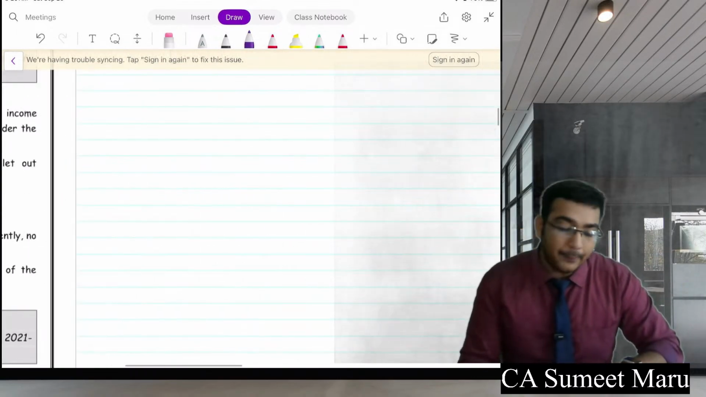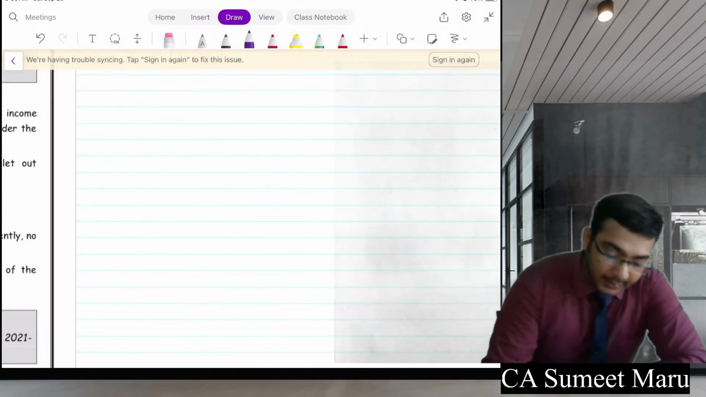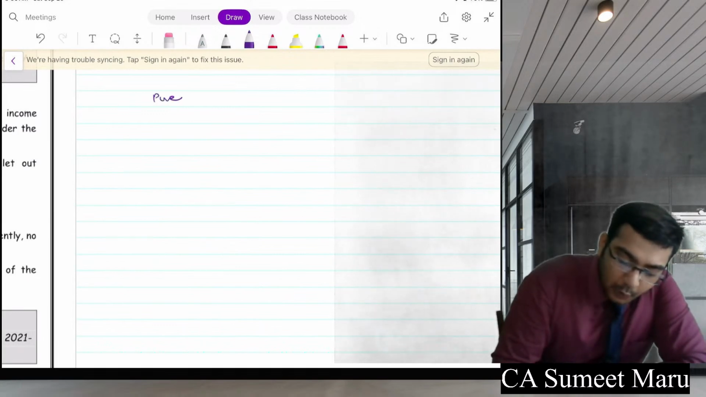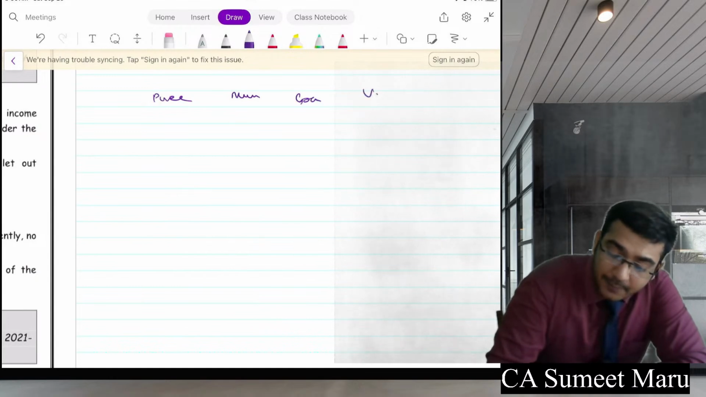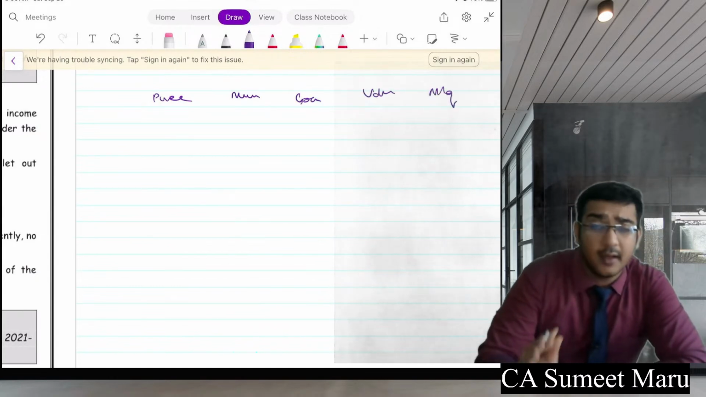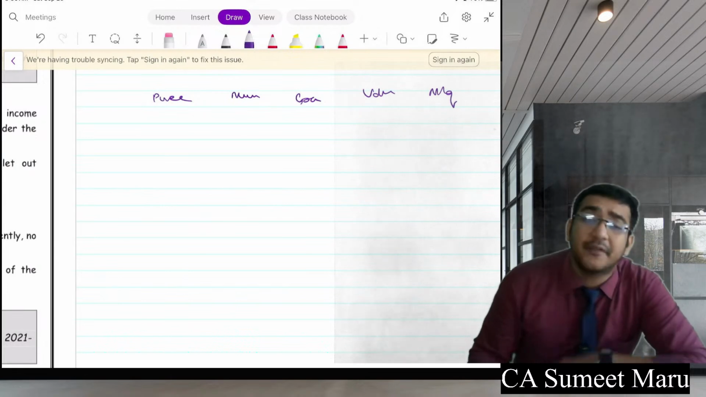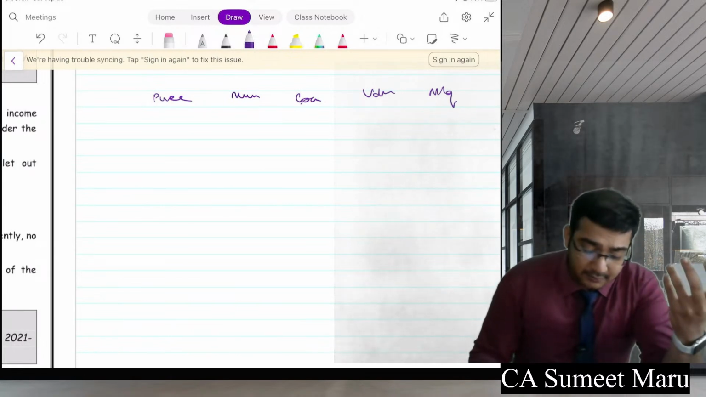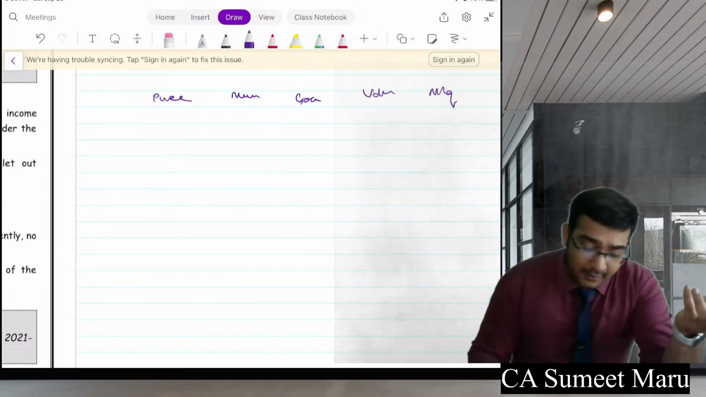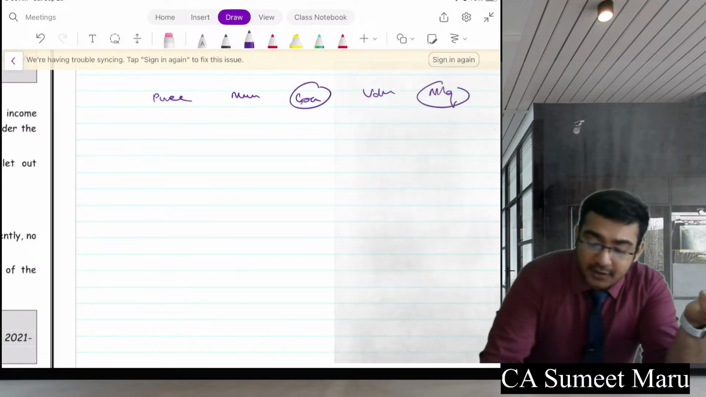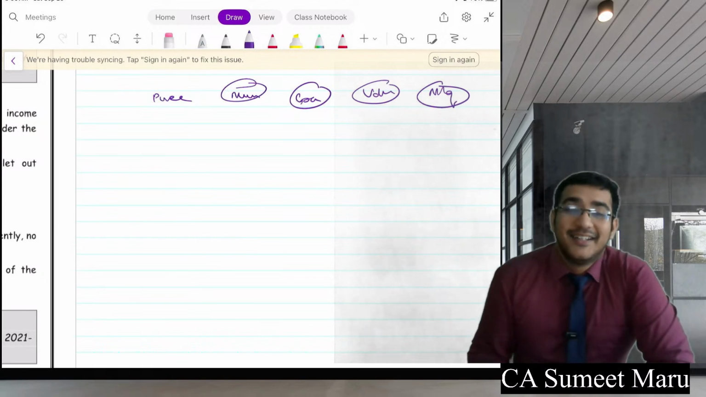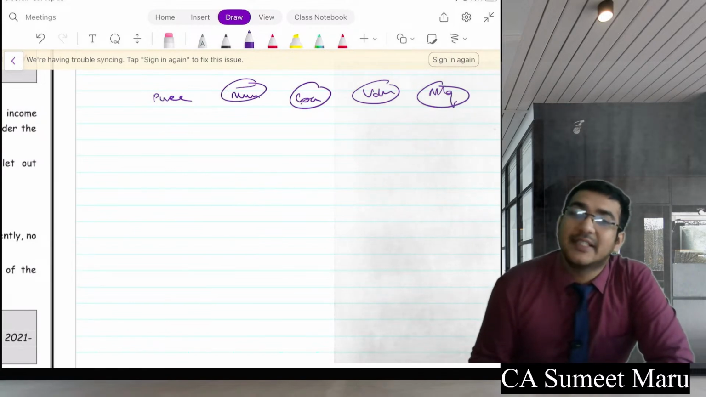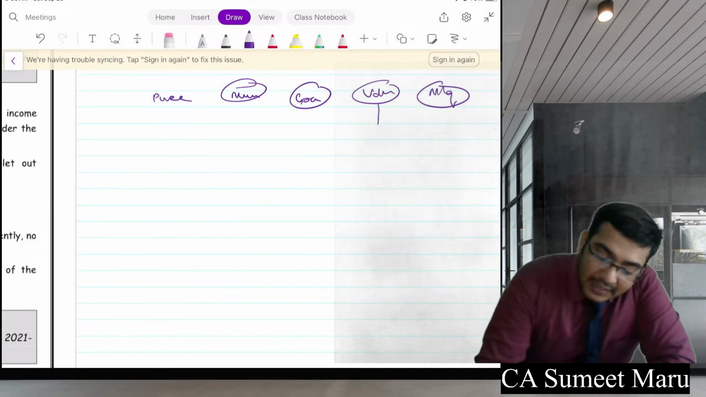Next, in case of deemed to be let out. So guys, when a property gets deemed to be let out, for example, say if I have a flat in Pune, I have a flat in Mumbai, I have a flat in Goa, I have a flat in Udupi, I have a flat in Mangalore. Hypothetical example. Because if really I would have so many flats, I don't think I would be here. I would be enjoying somewhere here or here or here, right? Or in Mumbai. So if say for example I have these 5 flats, say the flat of Udupi I have rented out, it's let out.